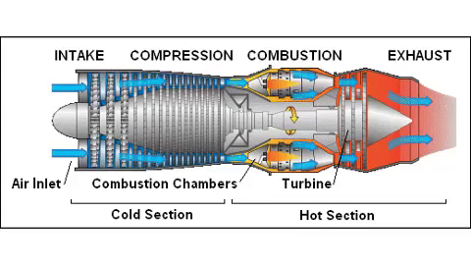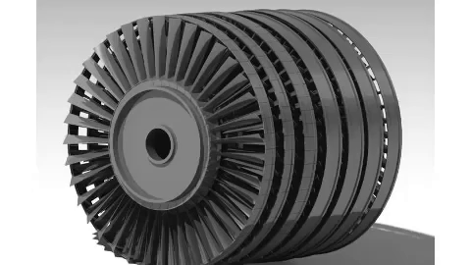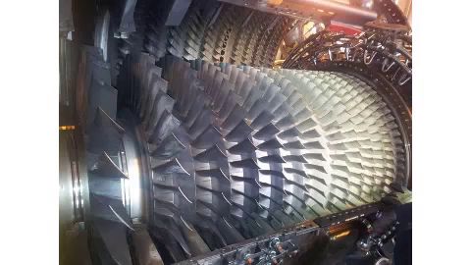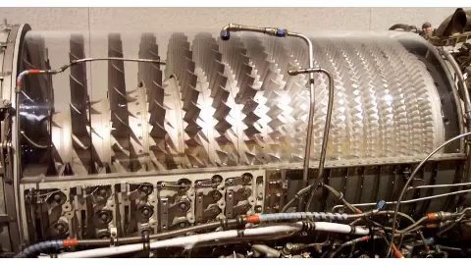Parts in jet engines. Compressor. The compressor is the first component of the engine. It has many blades and is attached to the main shaft. The compressor sucks and squeezes the air as it moves further, which results in very high pressure of air.